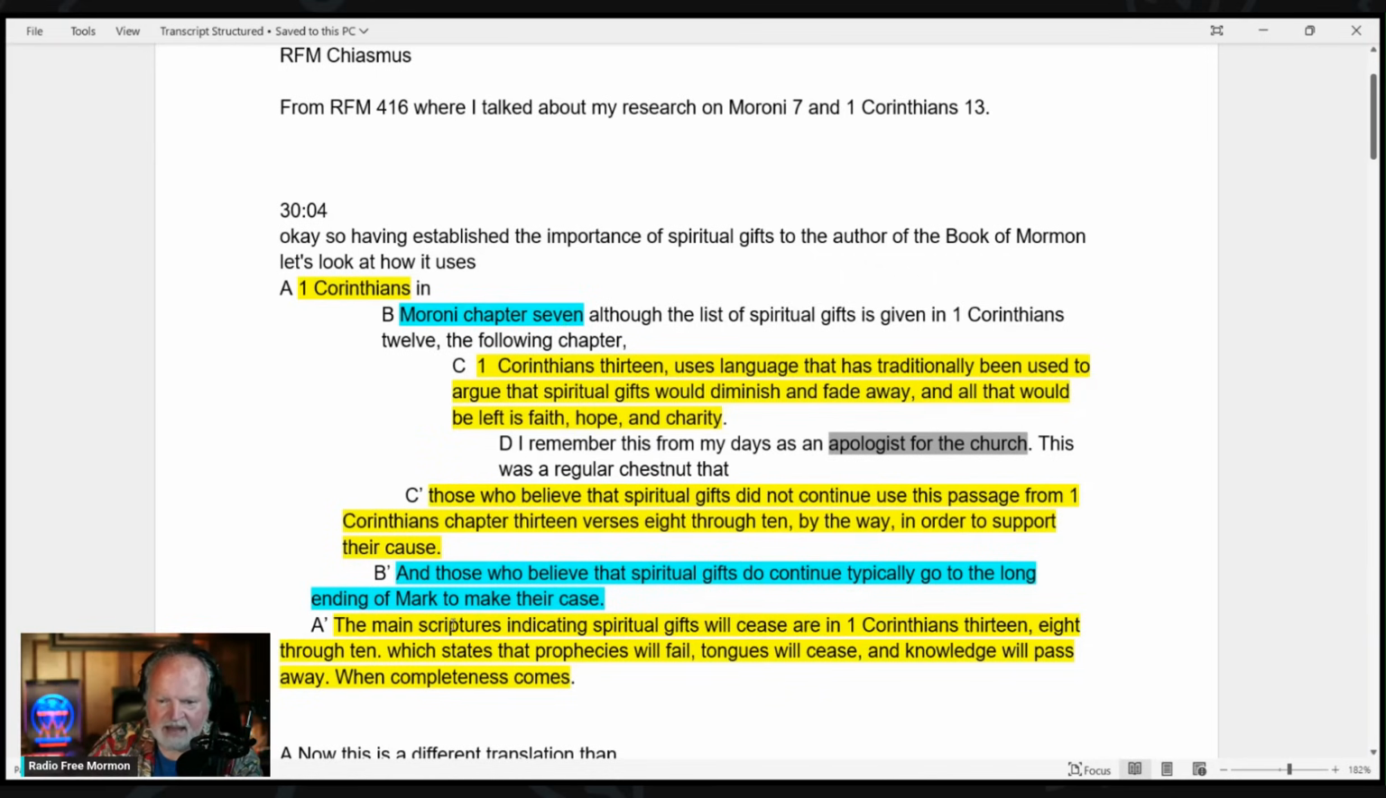And then finally, sub A, once again yellow: the main scriptures indicating spiritual gifts will cease are in 1 Corinthians 13 and so forth. So you can see that is a legitimate and rather artful chiastic structure in the Radio Free Mormon transcript, one that I was not aware of at all as I was speaking, and yet one which I naturally used in order to try and convey my point.